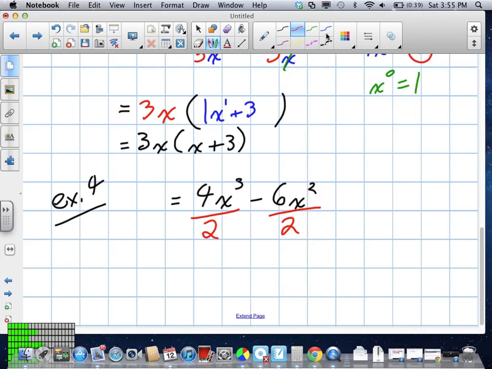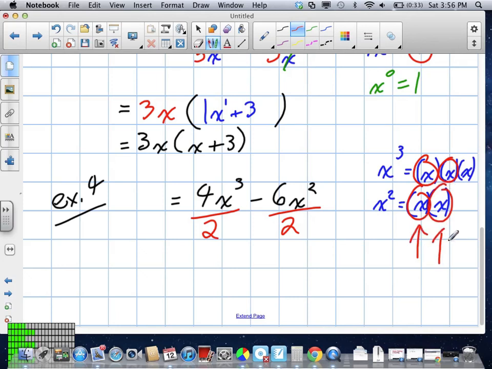Now, this is the tough part. The x's. If I have x cubed, how many x's do I have? Or x to the power of 3, how many are there? 3. If I have x squared, how many are there? 2. So how many can I take out? Let's think of pairing, sorry. How many pairs can I take out? 2. I can take out 2 pairs. So in other words, I now write it as x to the power of 2.